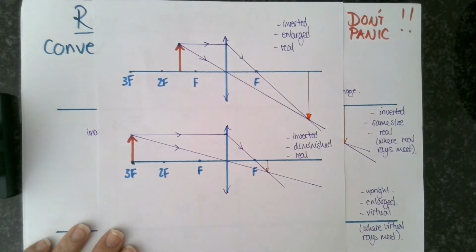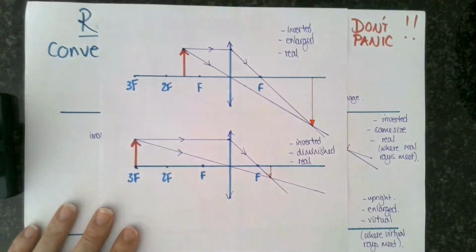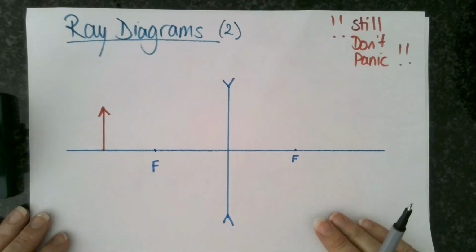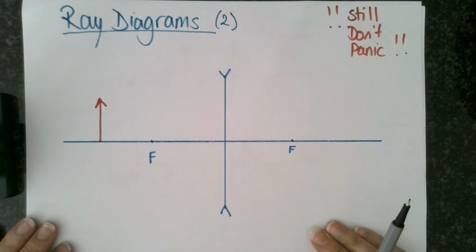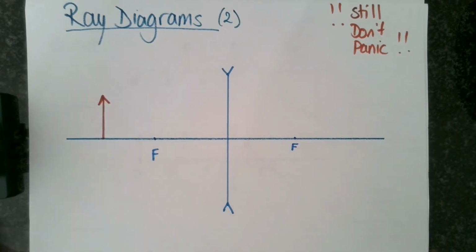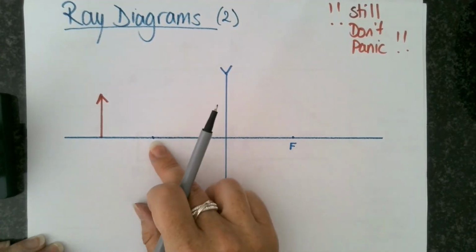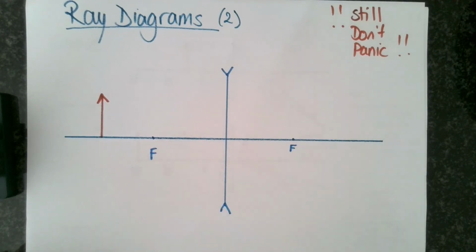Right, so that's convex lenses, and hopefully now you're at a point where you're not panicking. So we're going to do ray diagrams with diverging lenses, the concave lenses, and I'm saying still don't panic, okay? Let's apply what we've just learned. So here we have a diverging lens. It's got a focal point. Remember, that's the point where the rays appear to have come from.